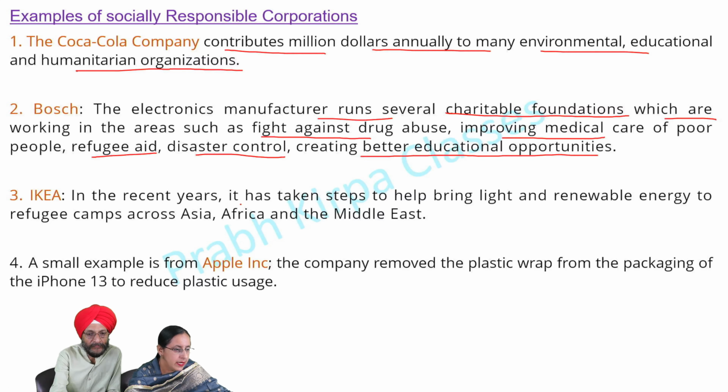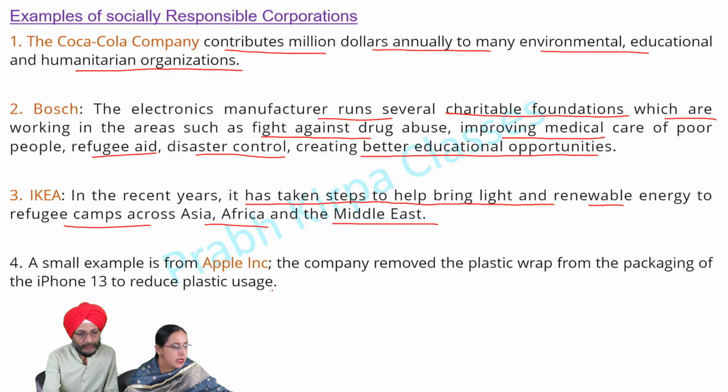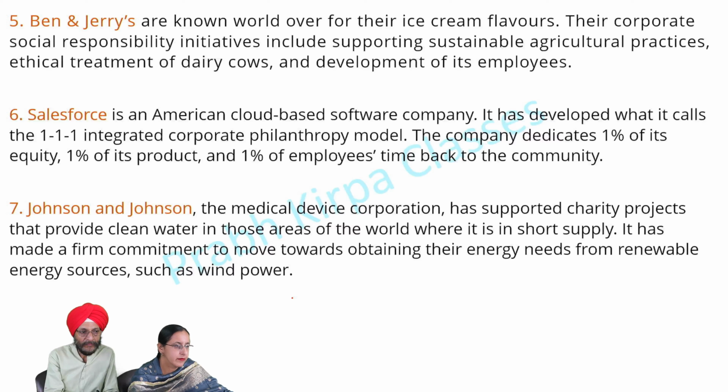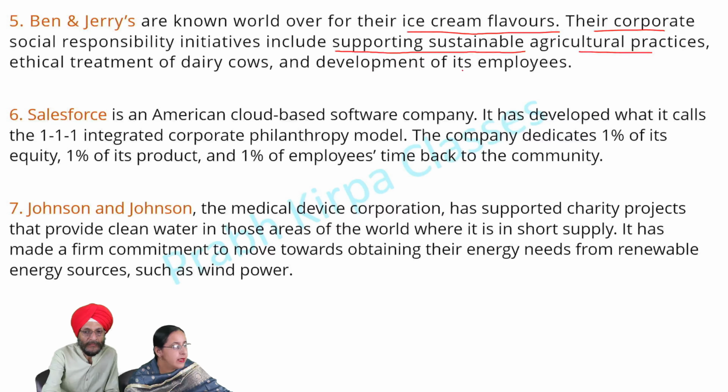Number three, IKEA. In recent years, it has taken steps to help bring light and renewable energy to refugee camps across Asia, Africa, and the Middle East. Fourth, a small example is from Apple Incorporated. The company removed the plastic wrap from the packaging of the iPhone 13 to reduce plastic usage. Ben and Jerry's are known the world over for their ice cream flavors. Their corporate social responsibility initiatives include supporting sustainable agricultural practices, ethical treatment of dairy cows, and development of its employees.